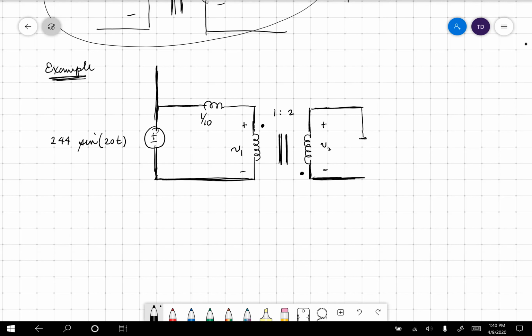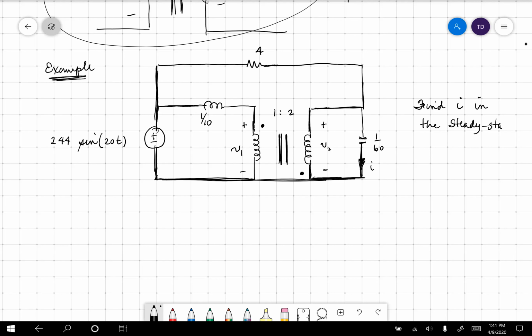Over here, we have a capacitor, and that capacitor is a 1/60th farad capacitor. And then going across, we have a 4 ohm resistor over here. We're just going to connect that at the bottom so that they have the same reference point. Okay, so here's what we want to do. We want to find the current in this circuit. I want to find this current right here. Find I in the steady state.